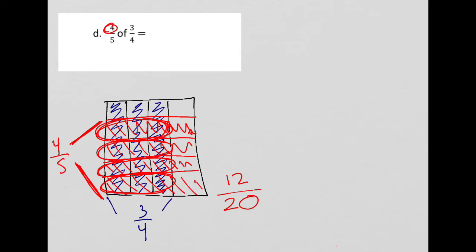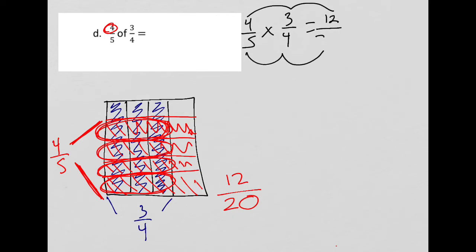So if I split all of my brownies into equal pieces, I would be able to take 12 out of the 20 equal-sized pieces. Let's check this with a standard operation. So 4/5 of 3/4. 4 times 3 is 12.